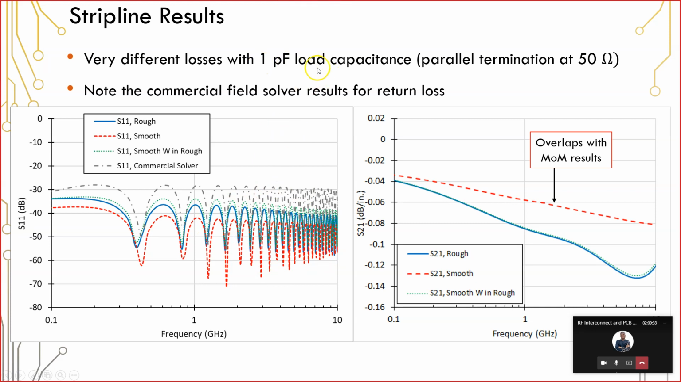We see that there's very different results here with our 1 picofarad load capacitance. We have parallel termination exactly at 50 ohms, but we still get these reflections at different frequencies. Now, ideally, these reflections will be very low on the graph, and that's what we want to see. We'd like to have this curve be as low as possible, so as big of a negative number as possible, and that's desirable with S11. Now, this S21 curve, we'd like it to be as high as possible.